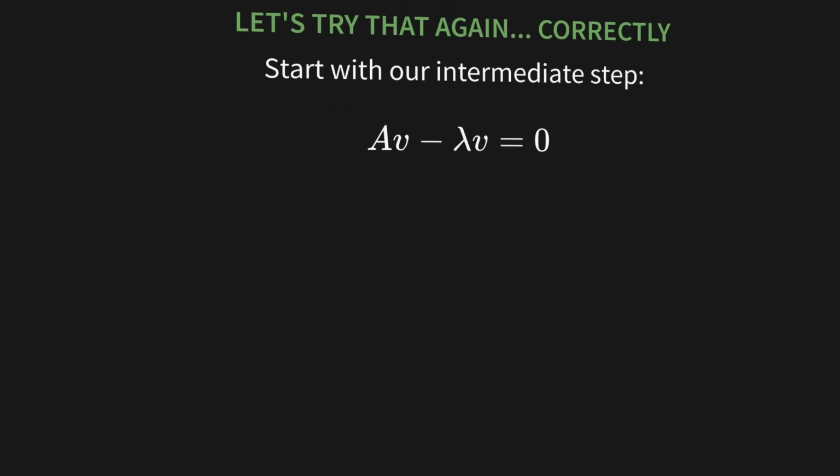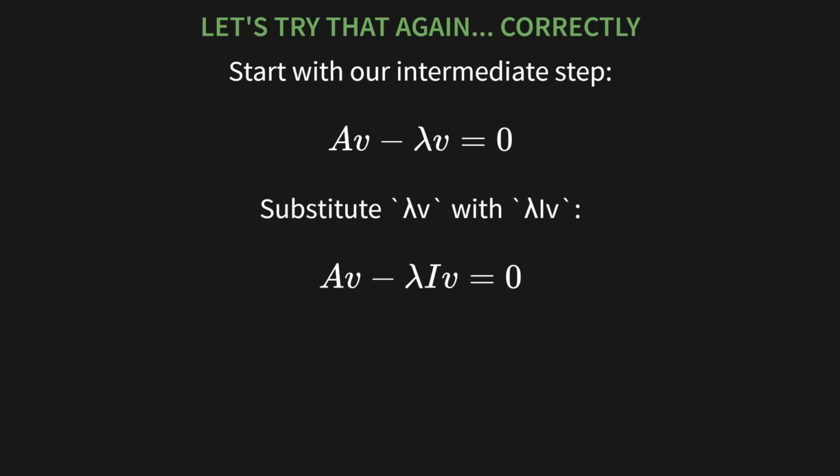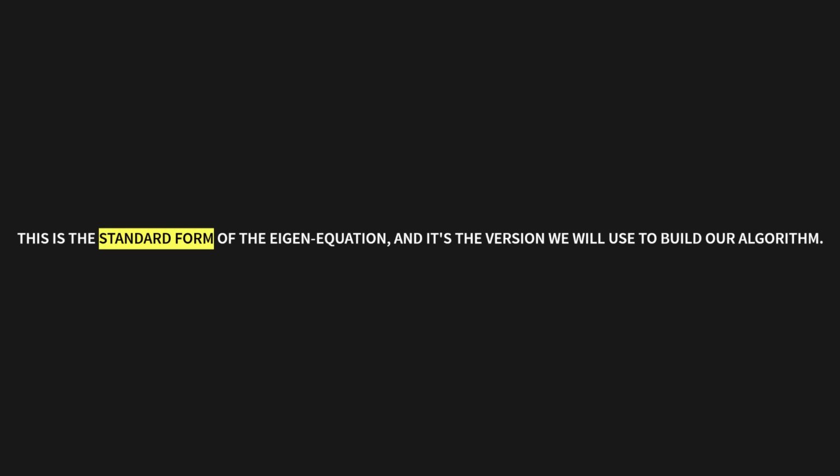Okay, let's try that again, but correctly this time. We'll start with our intermediate step. Av minus lambda v equals 0. Now, we substitute lambda v with our new matrix-compatible version, lambda Iv. So we have Av minus lambda Iv equals 0. Now, we can legally factor out v. Both A and lambda I are matrices, so we get (A minus lambda I) times v equals 0. This is the standard form of the eigenequation, and it's the version we are going to use to build our entire algorithm.